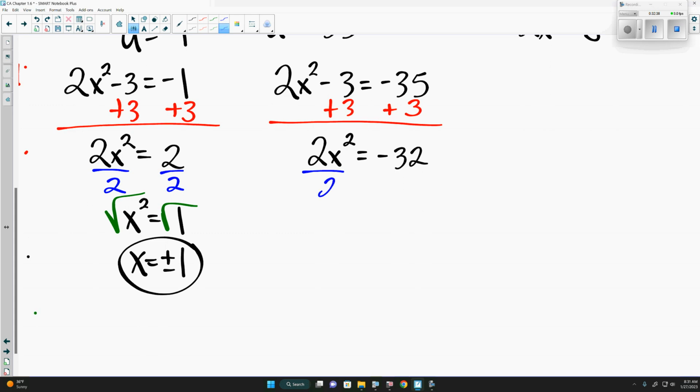Then we would divide by 2, telling us x squared is equal to -16. Square root both sides.